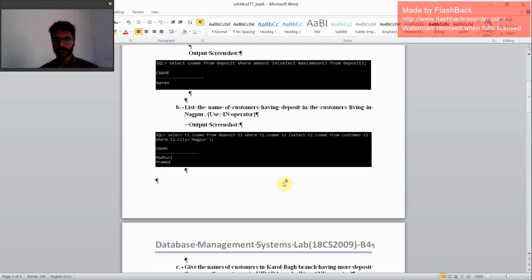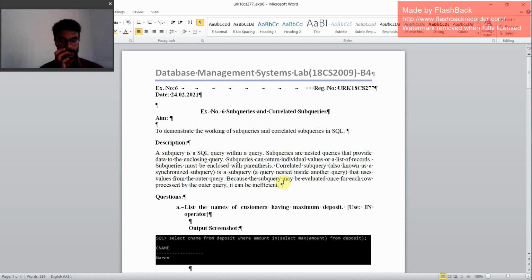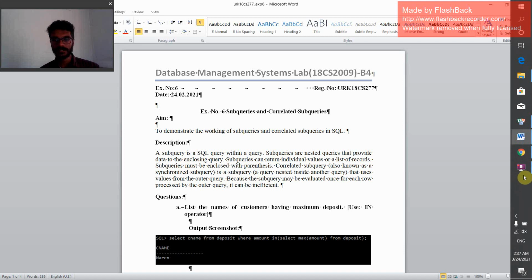So here is the end of the sixth experiment, subqueries and correlated subqueries, of the database management systems lab. Thank you.